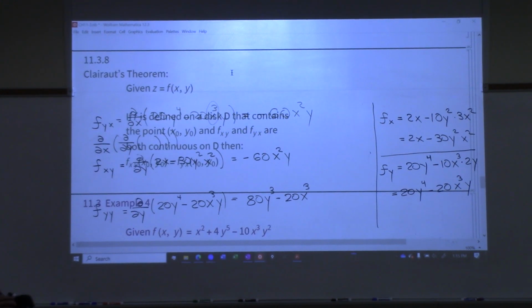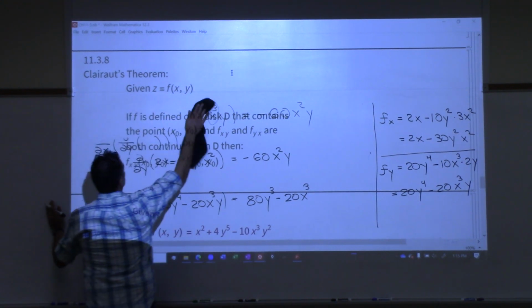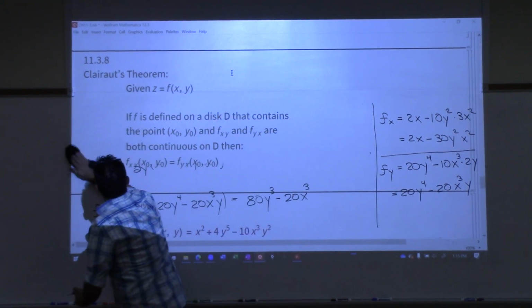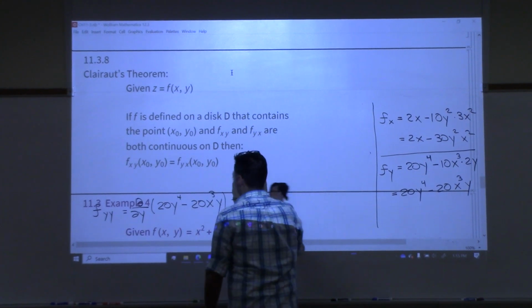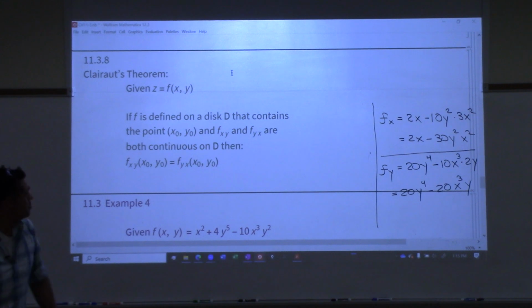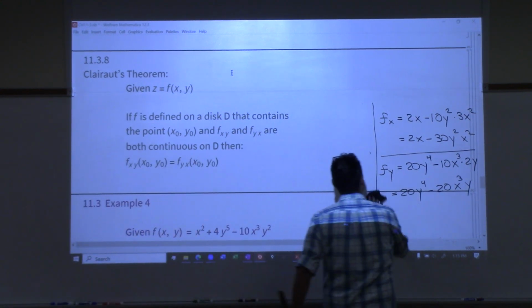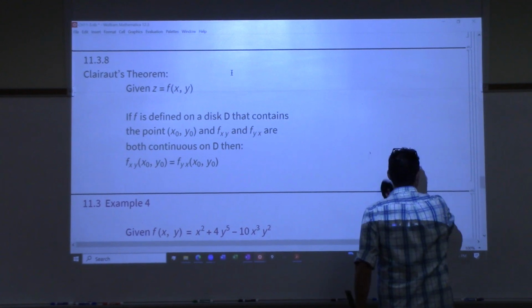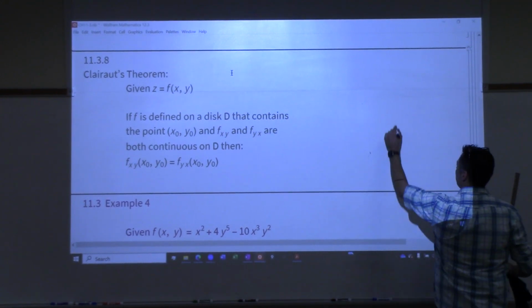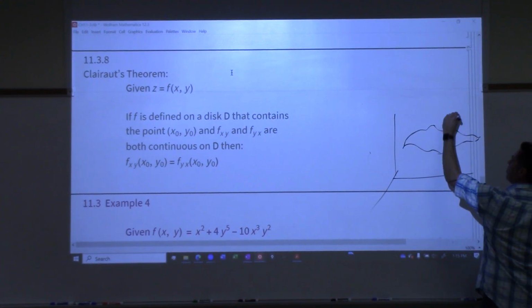Okay, so now the theorem. Noticing that these two partials were equal, right? So Clairaut's theorem says that if you're given some surface, f of x, y, right? As long as that f is defined on some disk that contains some point. I don't want to get too deep into this at all, other than to say, I'll try and draw a picture of what's happening here. We have a surface up here, right? This is our f function.